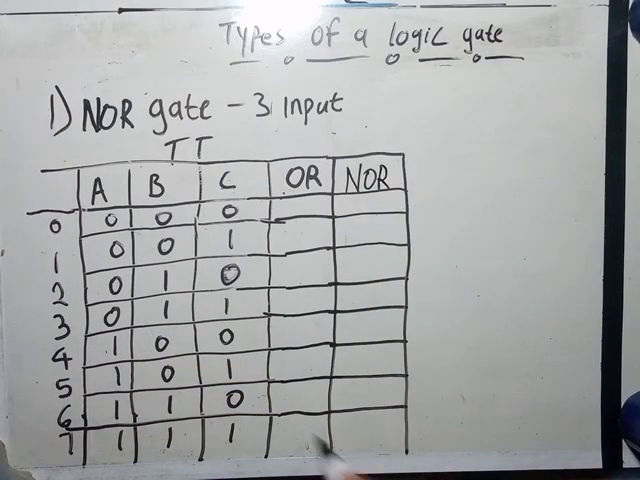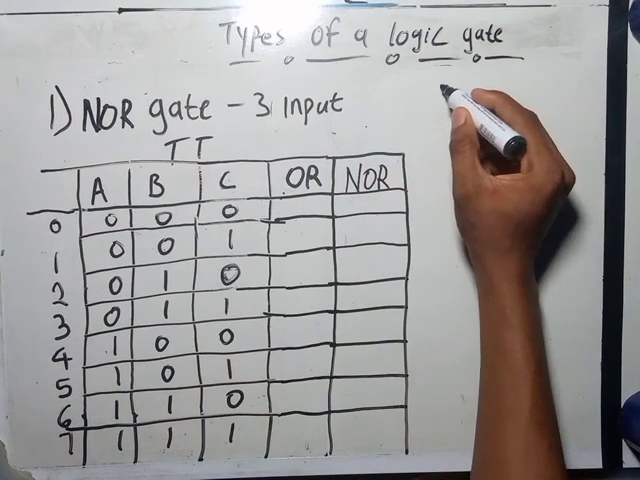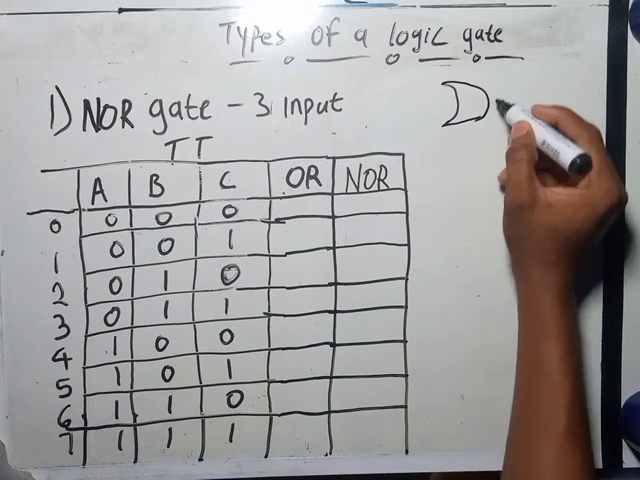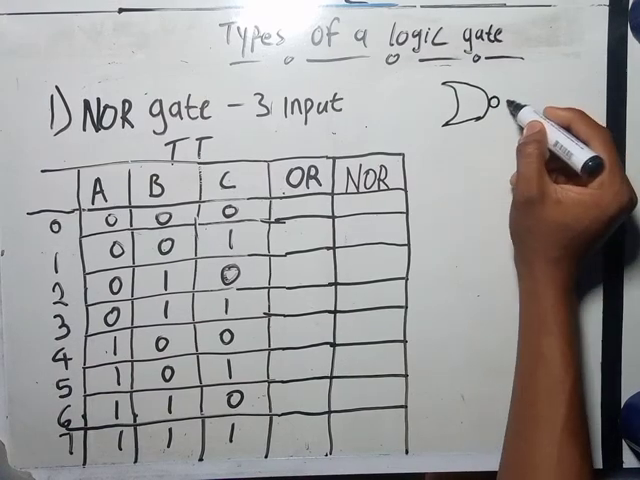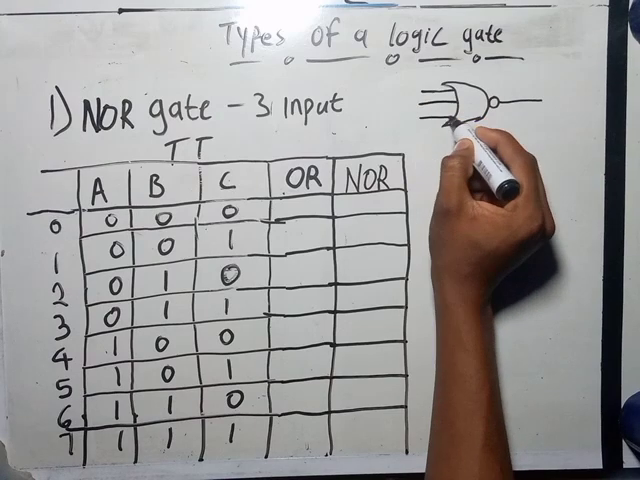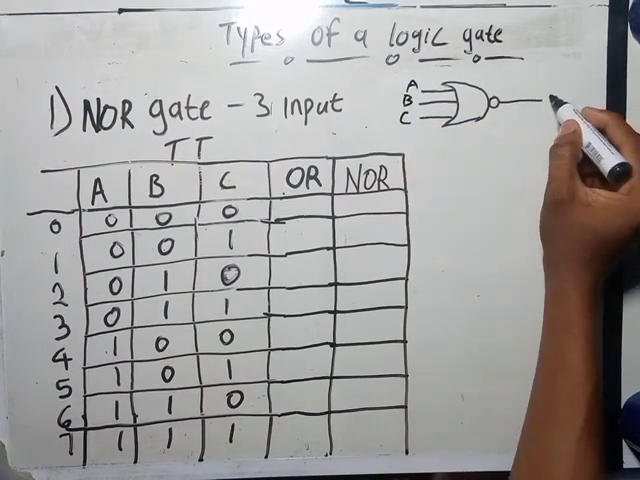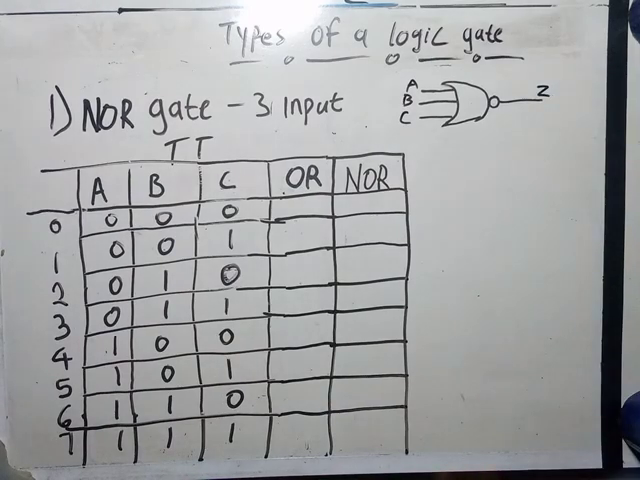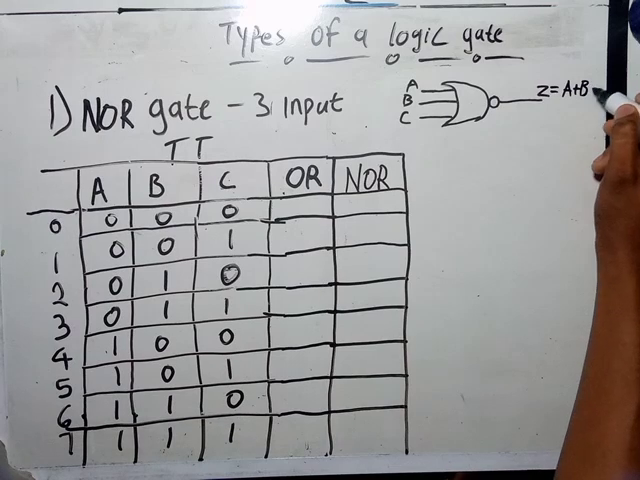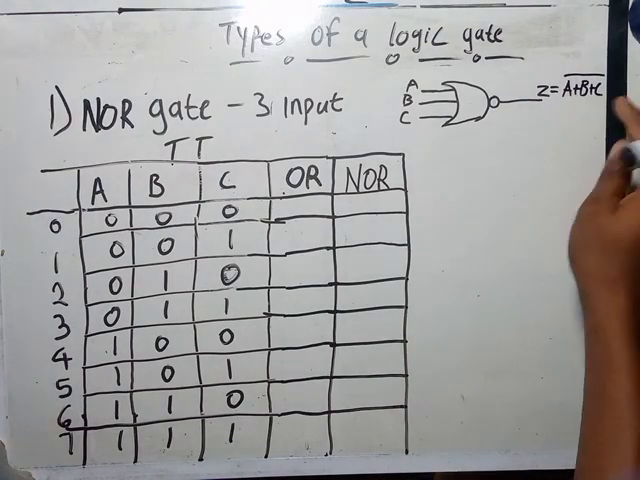Our symbol, the symbol for NOR, is your OR, now with the circle in front. These are your inputs: A, B, and C. And this is Z, which is your A plus B plus C complemented. The addition of all this is then negated.